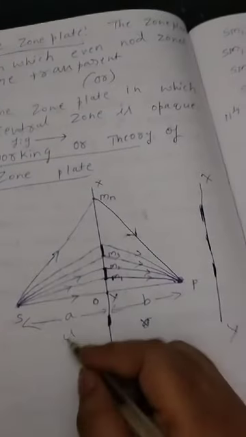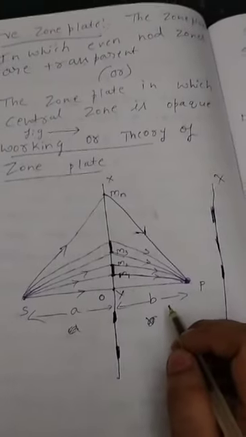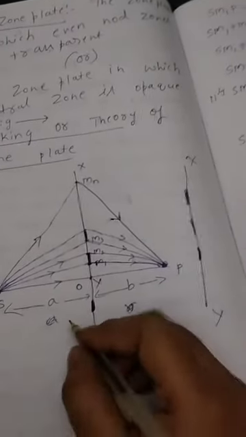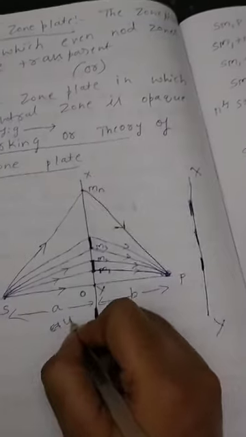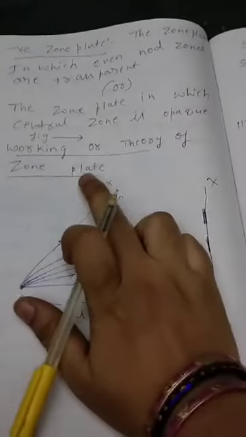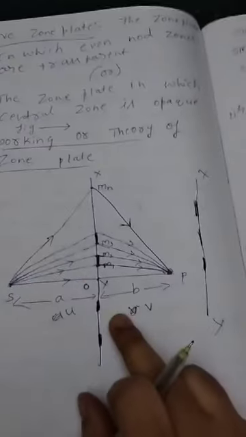But in diffraction, we will represent object distance by A and image distance by B. Or if you are having any confusion, you can represent them with U and V. No problem. So, this is the diagram which explains how the working of the zone plate takes place.